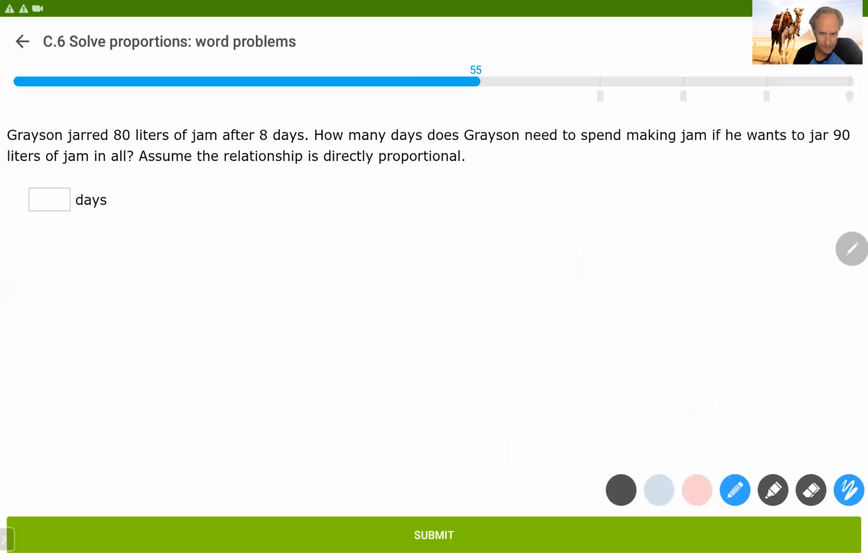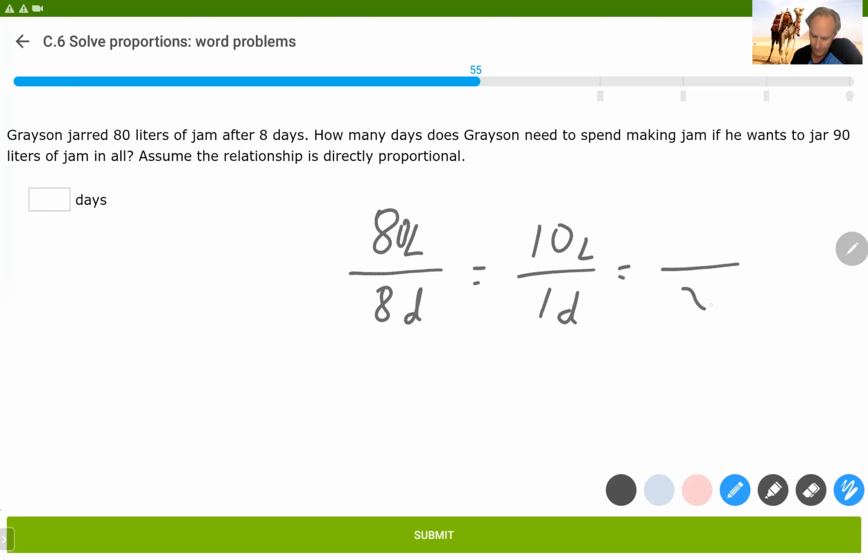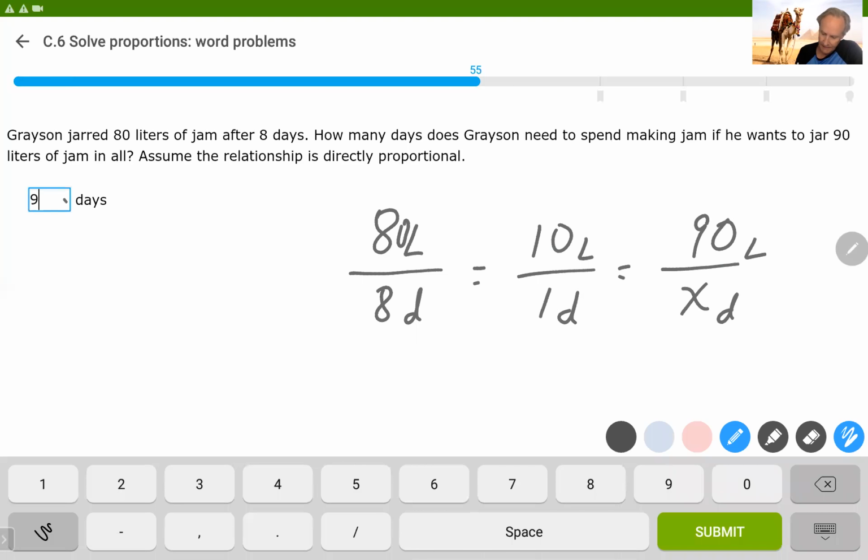80 liters in 8 days. Sorry, I said 4 days, but it's 8 days. And that is the same as 10 liters in 1 day. And how many days? So that's X days for 90. And we have to multiply by 9, and we're done. In that case, I was using the unit rate. We could have also cross multiplied and solved it that way.